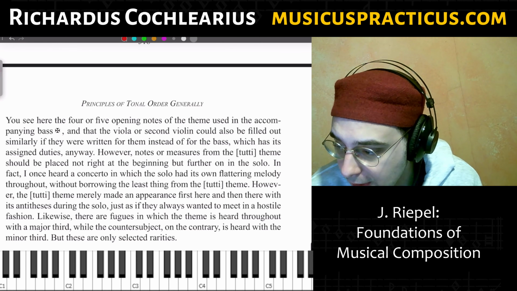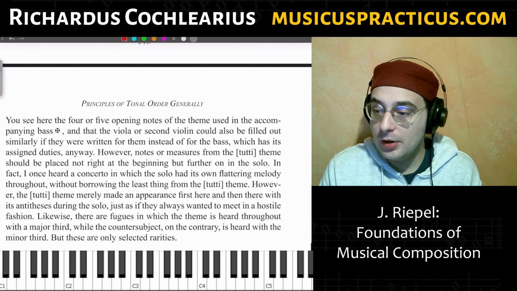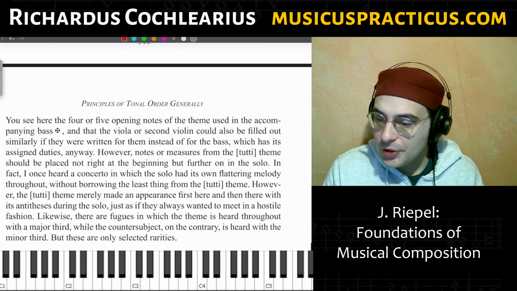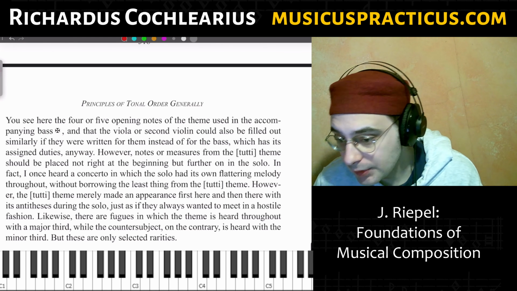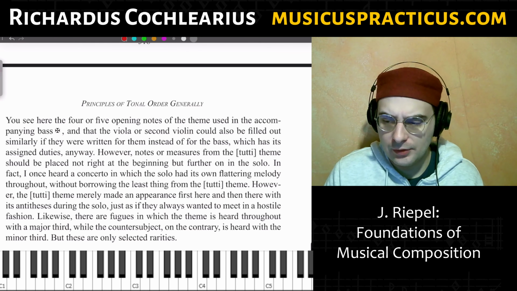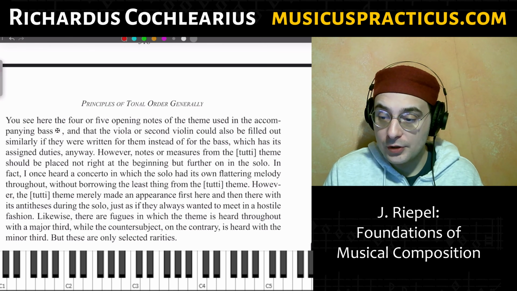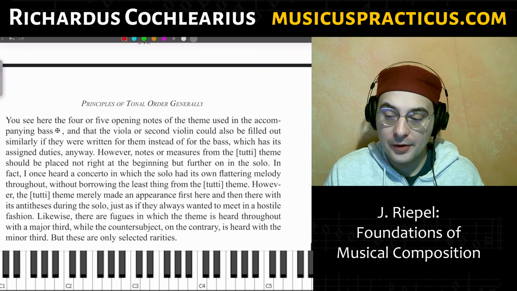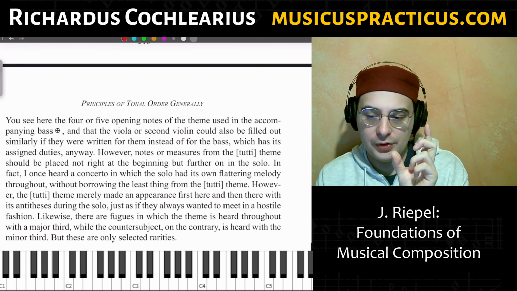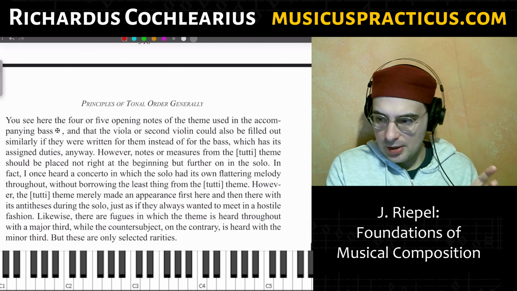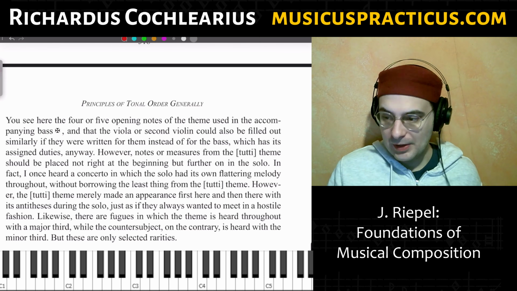And the viola or second violin could also be filled out similarly if they were written for them instead of for the bass, which has its assigned duties anyway. However, notes or measures from the tutti theme should be placed not right at the beginning, but farther on in the solo.